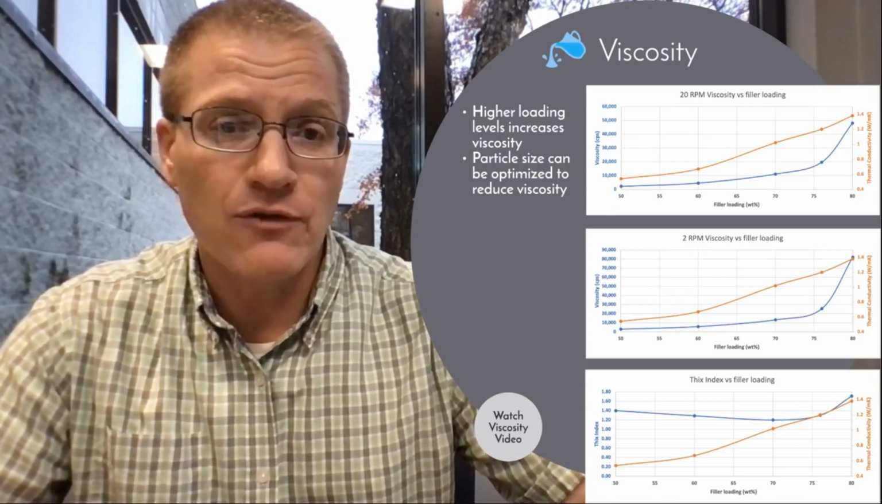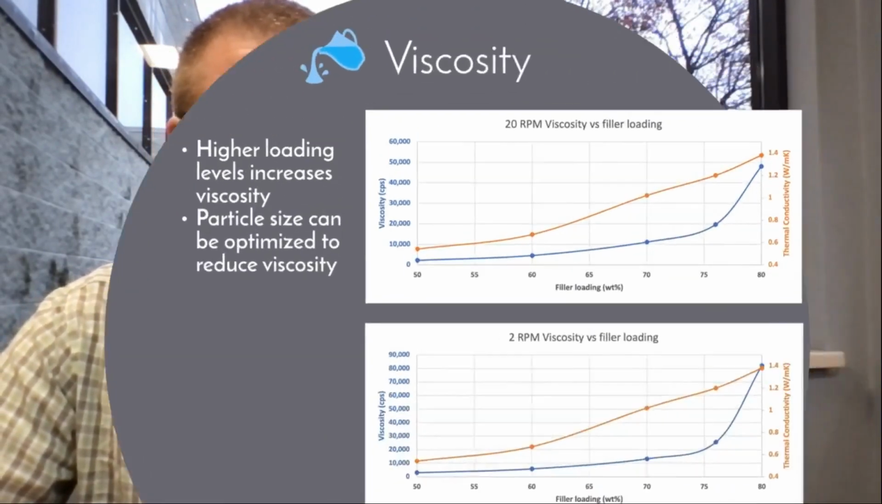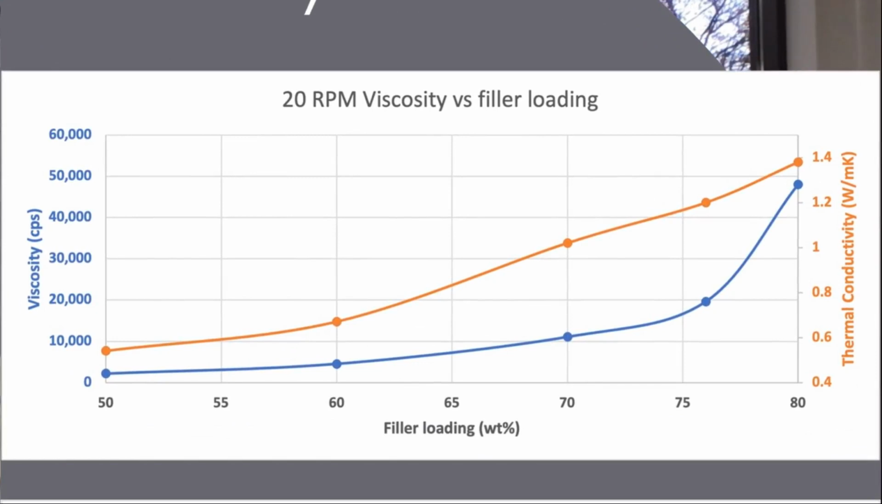So let's start off with looking at the 20 RPM viscosity. As you see down here on the bottom, filler loading percentage, as the filler loading percentage goes up toward the right, you can see that so does the thermal conductivity. But as the thermal conductivity and filler loading go up, so does the viscosity. So we start off on the far left, less than 5,000 centipoise, and as we increase to the right, we go up to a percentage of 80% filler loading, and we're upwards of almost 50,000 centipoise.